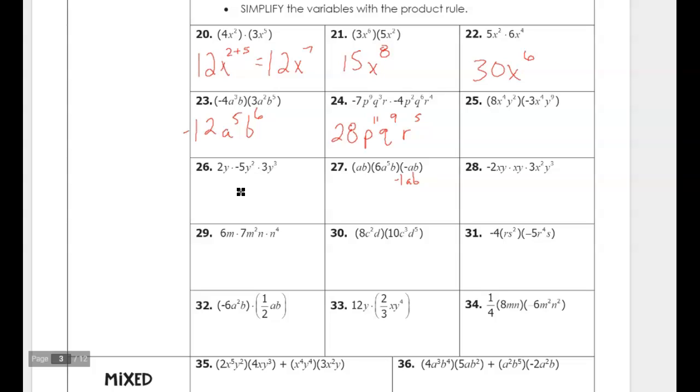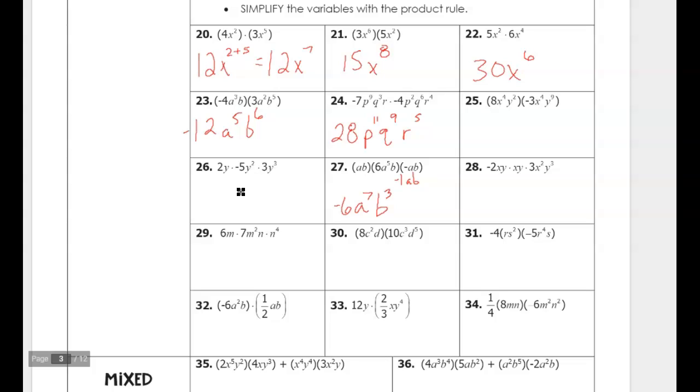So that's a coefficient that goes with a 6. So I have negative 6. Now how many a's do I have? I have a to the first here, a to the first there, and a to the fifth. So that becomes a to the 7th. And then I have b1, b1, b1. That becomes b cubed when we add them together.